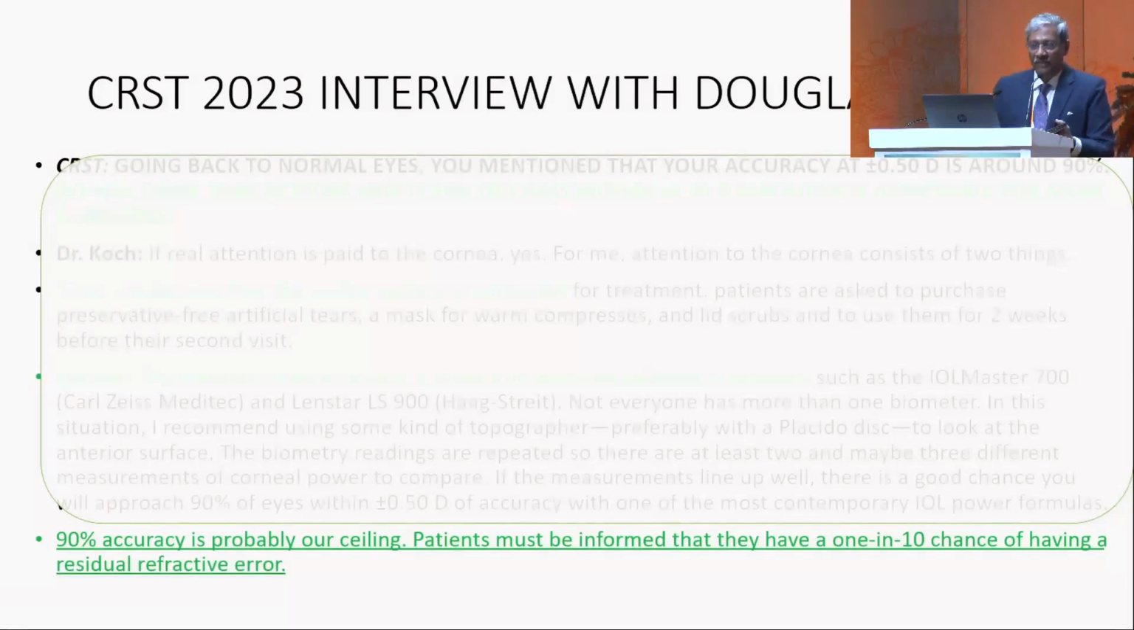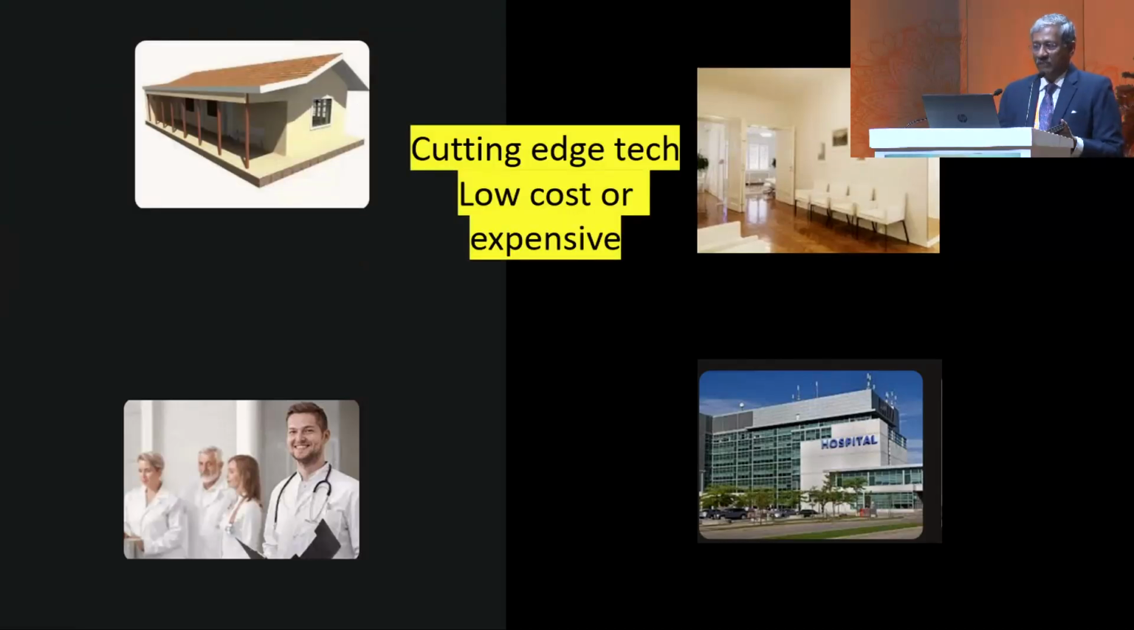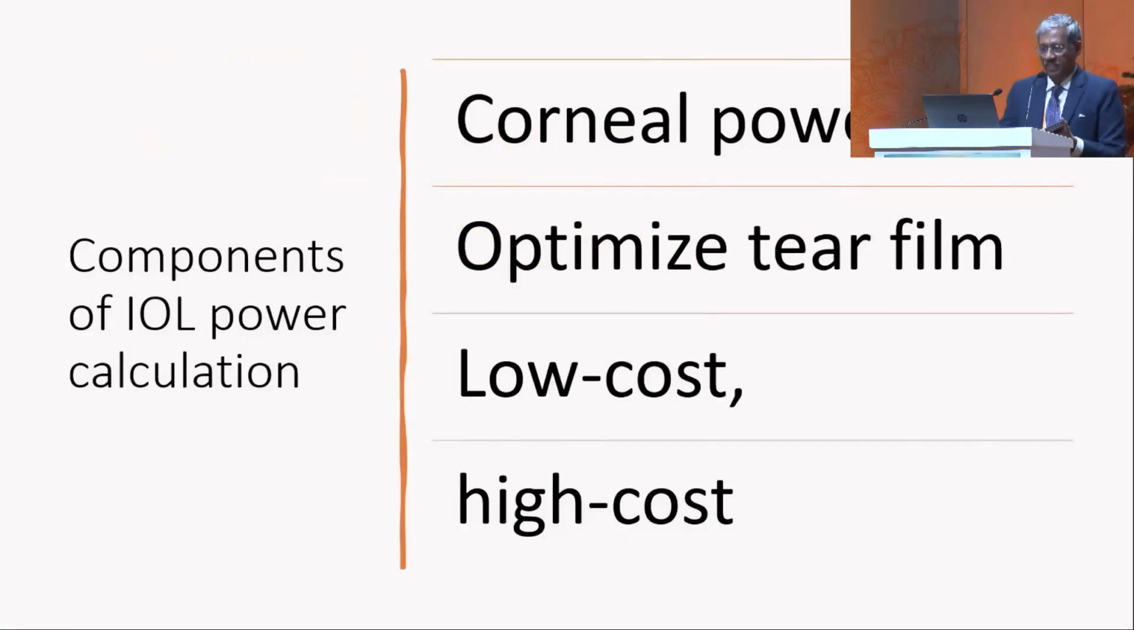In a 2023 CRST interview, Professor Doug Koch said that 90% accuracy is probably our ceiling, and patients must be informed that they have a 1 in 10 chance of having a residual refractive error. The technology that we use can be high-tech, but should be appropriate, whether we are working in a small rural center or in a large corporate hospital with a lot of funding. We can choose high-tech options that are low cost or expensive.